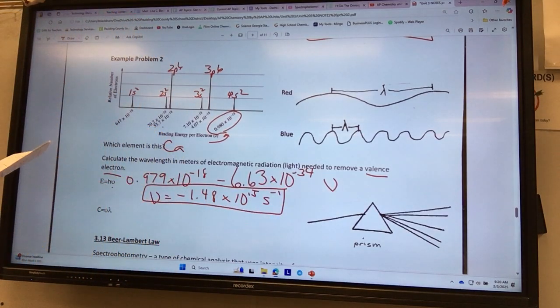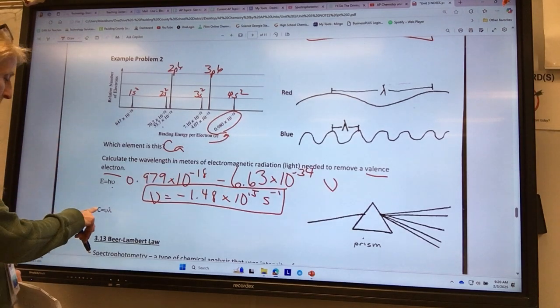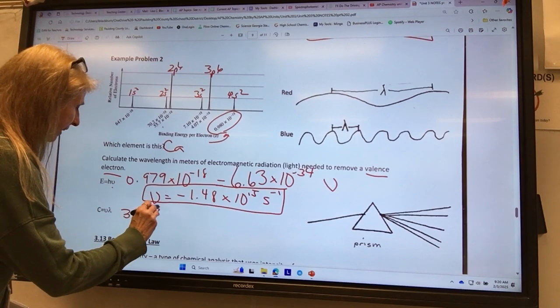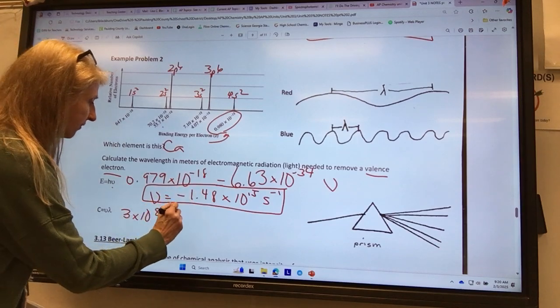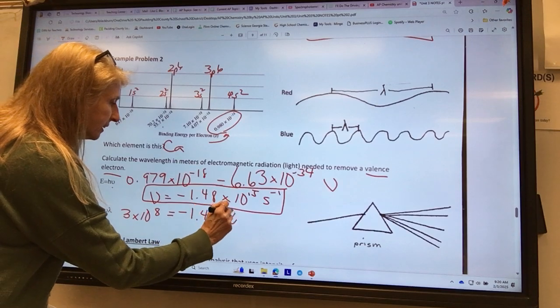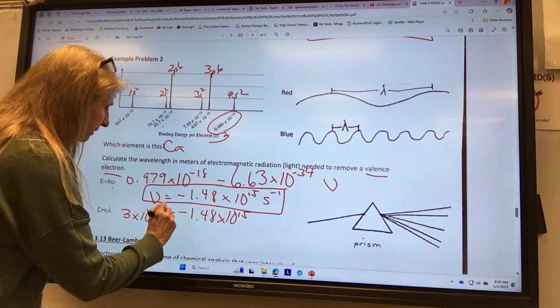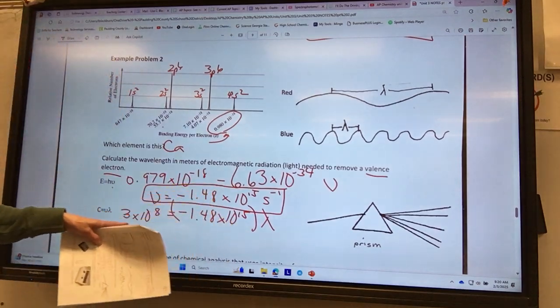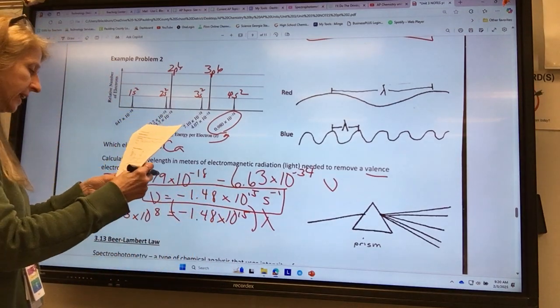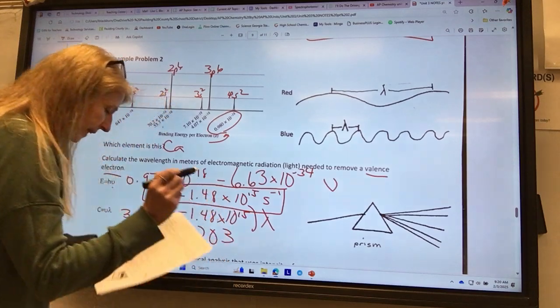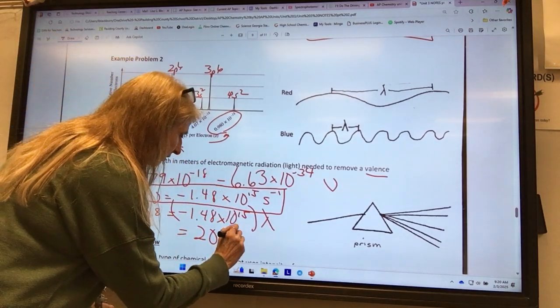And now I'm going to come down and do the next part of it, which is I have to put my speed of light, 3 times 10 to the 8th equals this, 1.48 times 10 to the 15th times what I'm looking for, lambda. So I divide both sides by that, and I get it equals 203 nanometers.